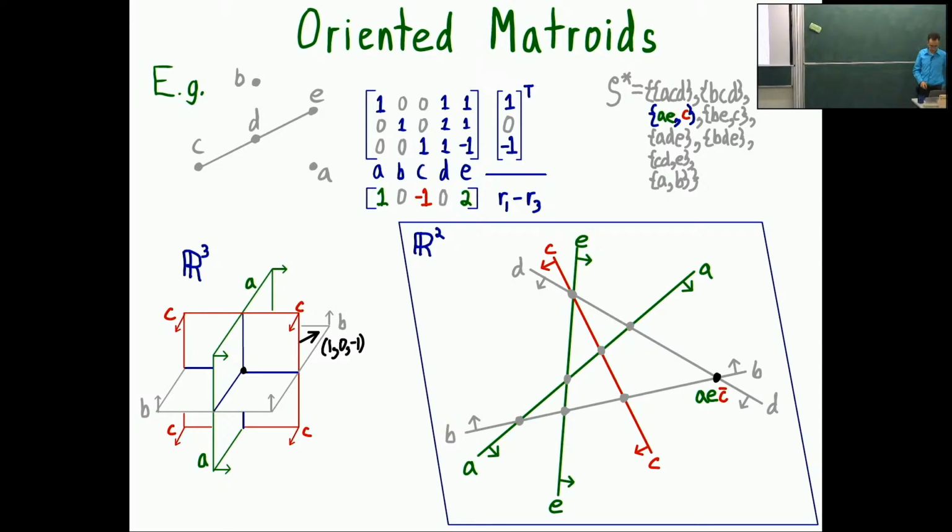So, yeah, I'm now looking at, in R3, the span of this vector. With respect to each of these hyperplanes, these are the signs I get. So I have gotten a bipartition of everything besides B and D, and I've gotten this bipartition with signs again.